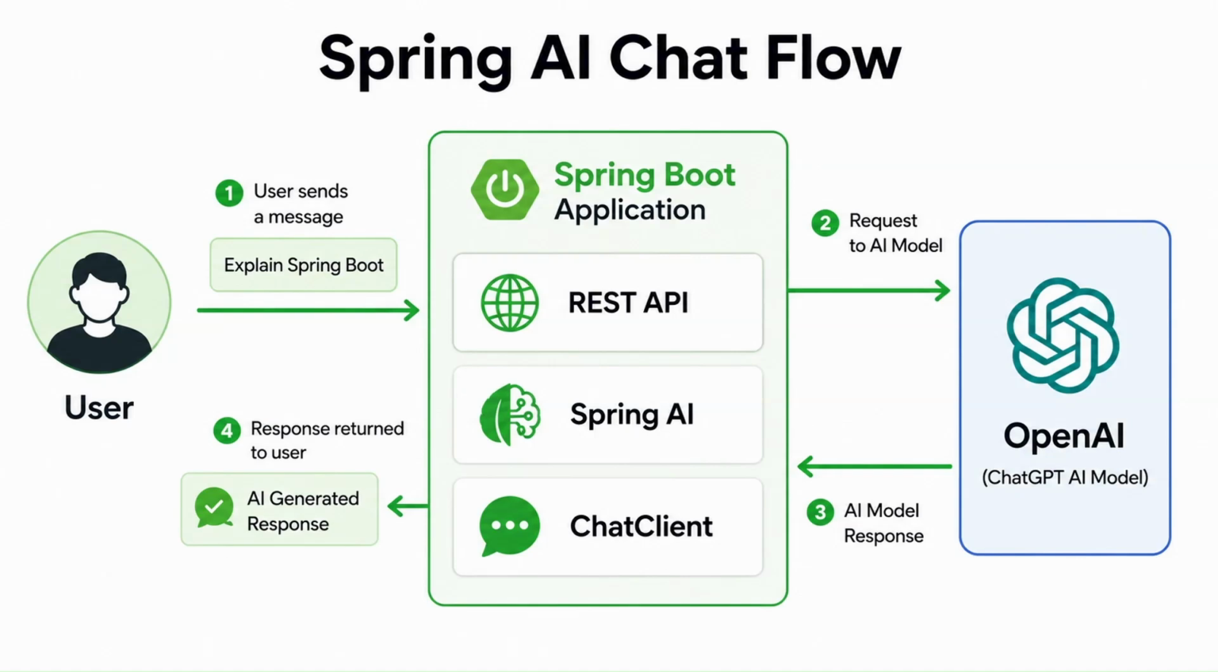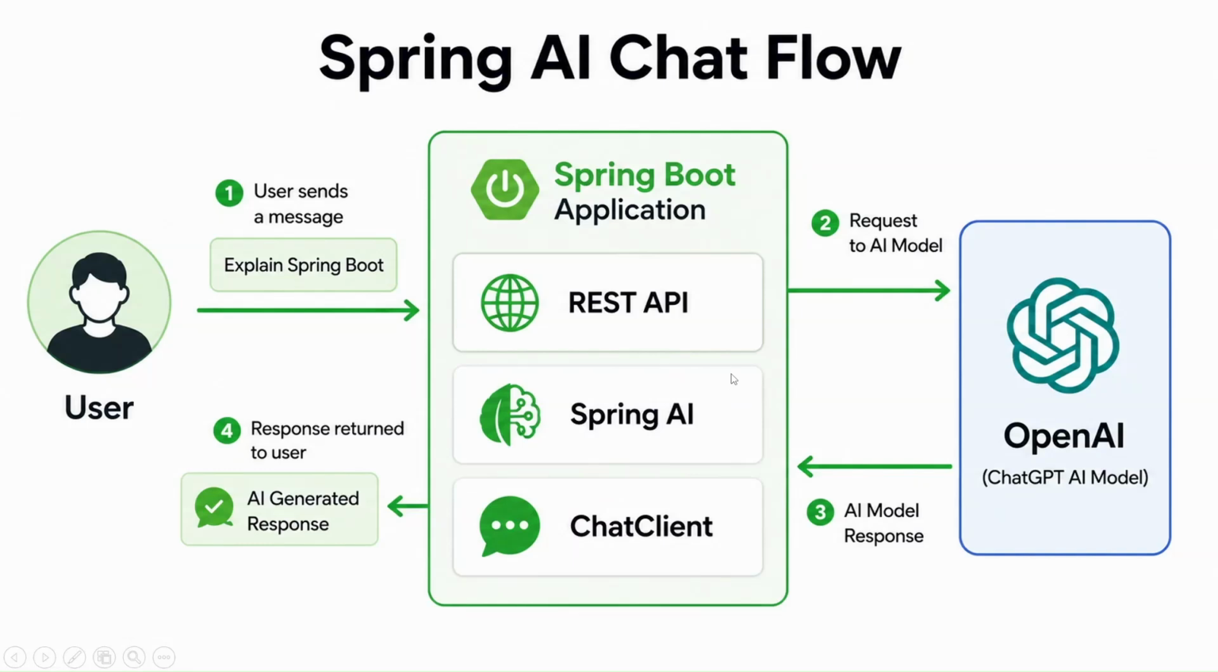So this is our Spring AI chat flow, and if you see this diagram on the left hand side, the user is asking a question. It can be any question, for example, explain Spring Boot. This question goes to our Spring Boot application. Over here, we are using Spring AI that helps us to connect with OpenAI. OpenAI is an organization that owns ChatGPT.